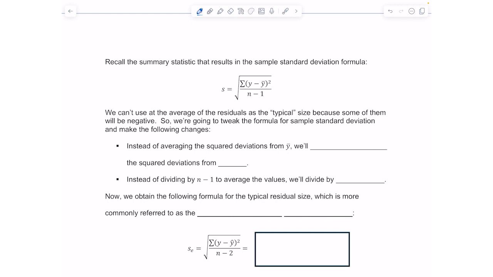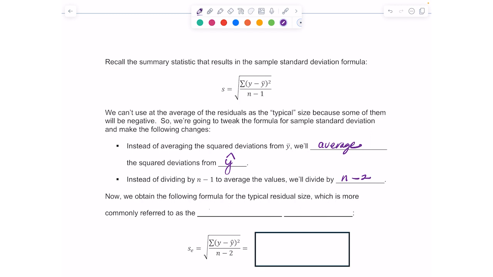Instead of averaging the square deviations from y bar, we're going to average the square deviations from y hat. And then instead of dividing by n minus 1 to average the values, we're actually going to divide by n minus 2. And you might wonder, why 2? It's because we're estimating with both a slope and an intercept, so two unknowns.